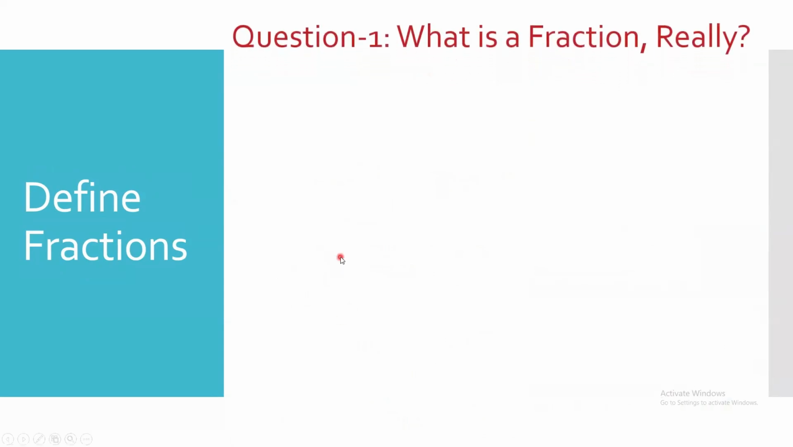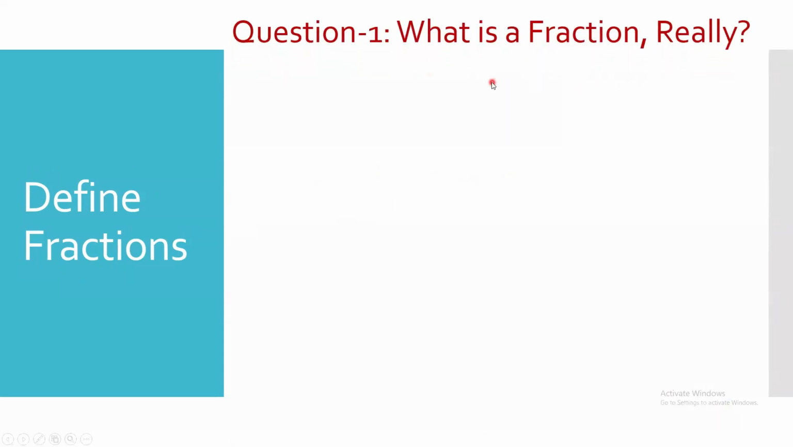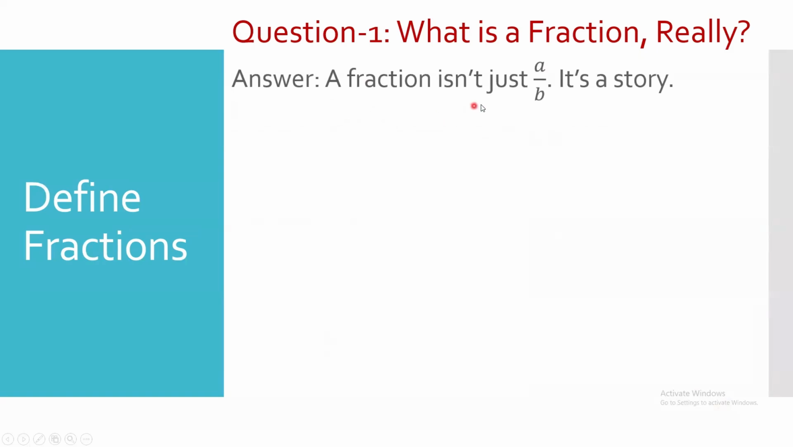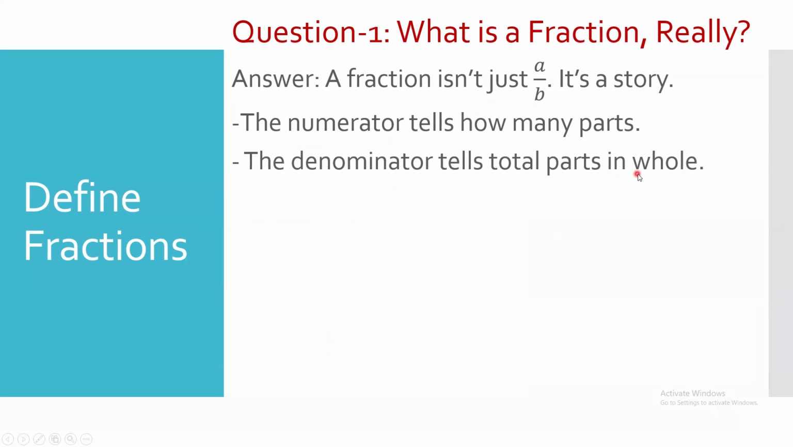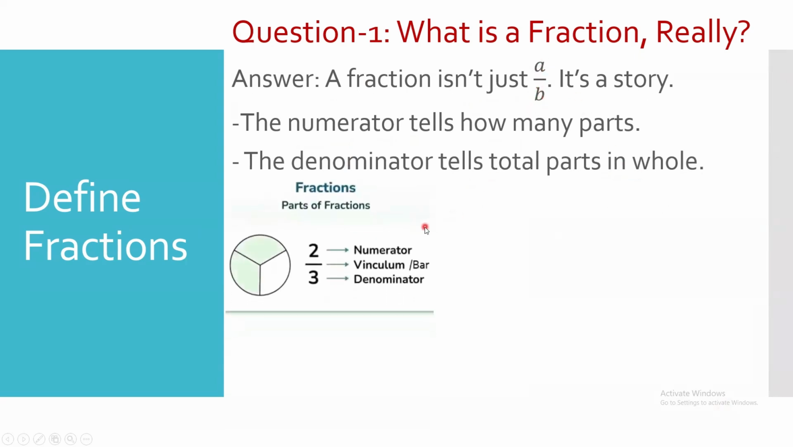So, define fractions. First, the question is, what is a fraction really? A fraction isn't just a by b. It's a story: the numerator tells how many parts and the denominator tells the total parts in the whole. Like a by b, a is how many parts, b is the total. For example, parts of fractions: 2 by 3. 2 is called the numerator, the upper number is called the numerator, the lower number is called the denominator, and the bar line, this means a column or bar. Okay, this is the division sign bar.